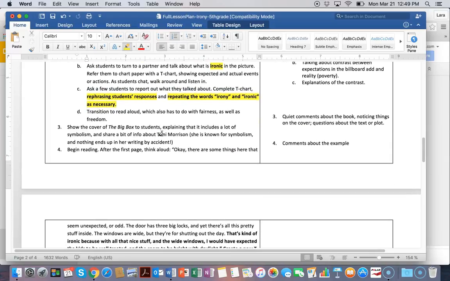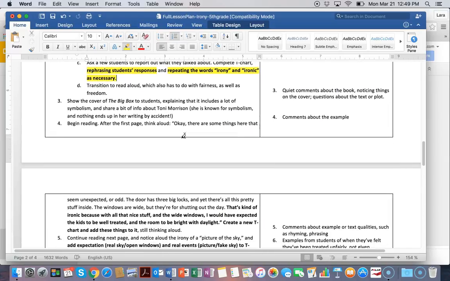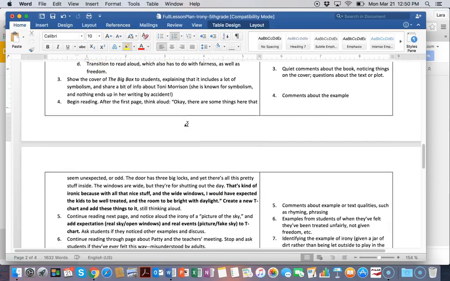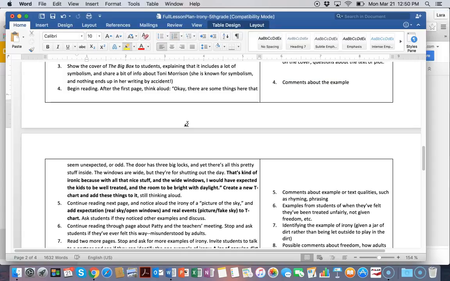We then transitioned to a read aloud, which had to do with fairness as well as freedom. So we showed the cover of the big box, introduced it, and then I did a read aloud. During the read aloud, and actually prior to the read aloud, I told the students that there were going to be some things that would seem unexpected or odd.